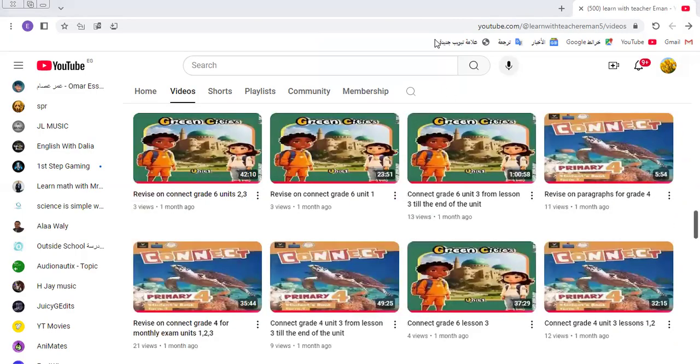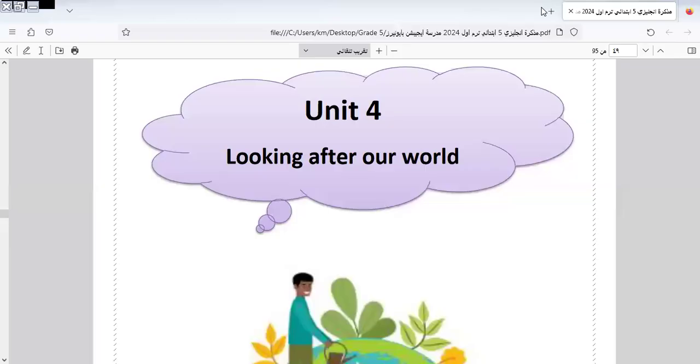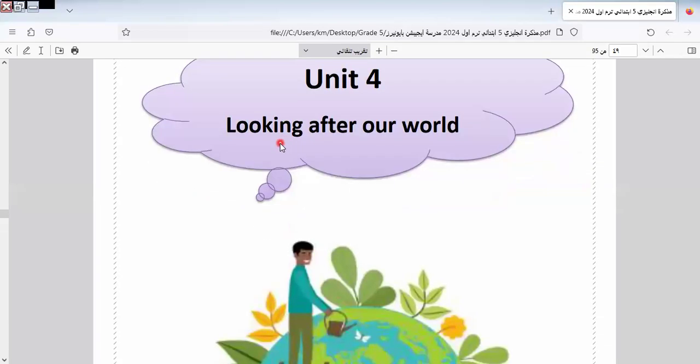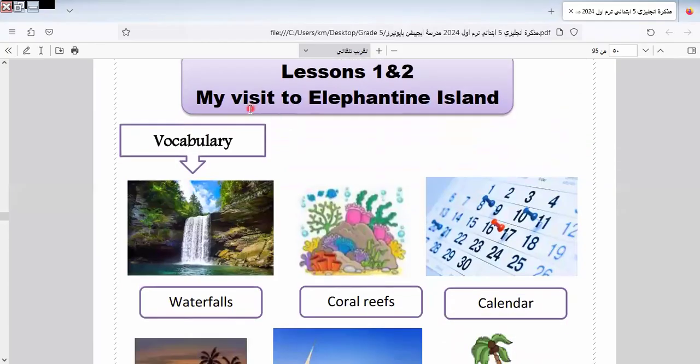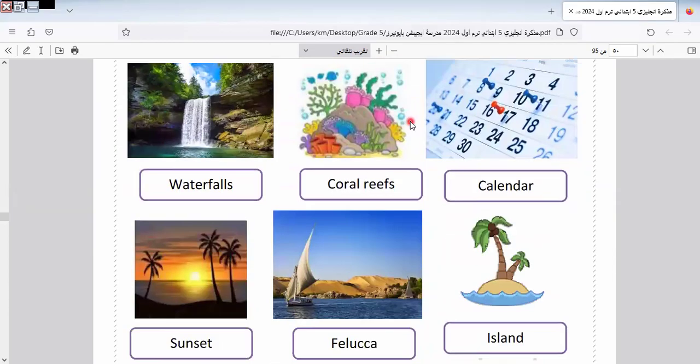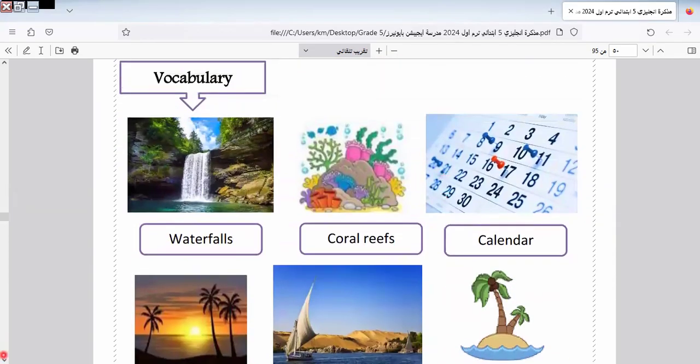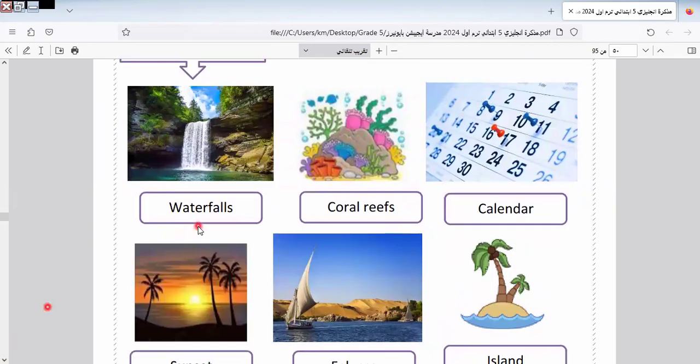Let's go to our revise today. Today I will make a revise because of the monthly test exam on Unit 4 and Unit 5. Our revise today is about what? Looking after our world. Let's get to know more about this topic. Lessons 1 and 2. We might visit Elephantine Island. This is an island called Elephantine. Let's learn more about the vocabulary related to this topic.